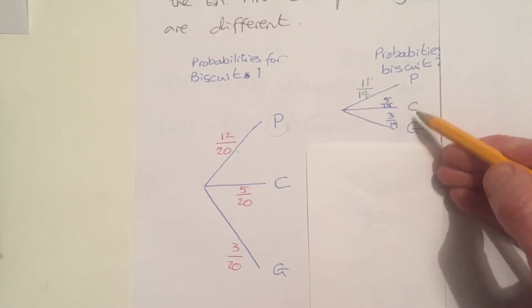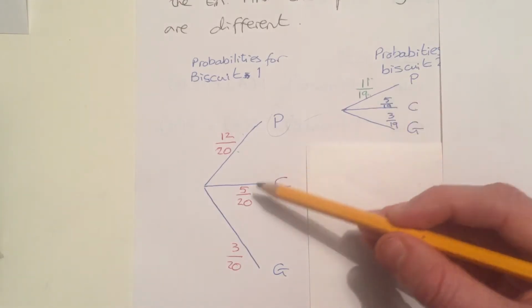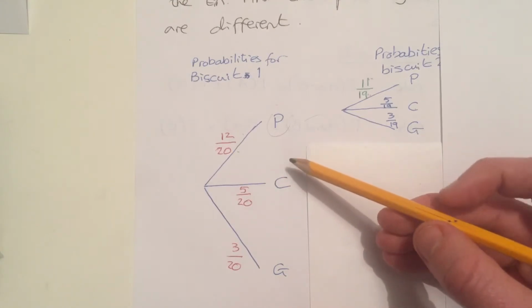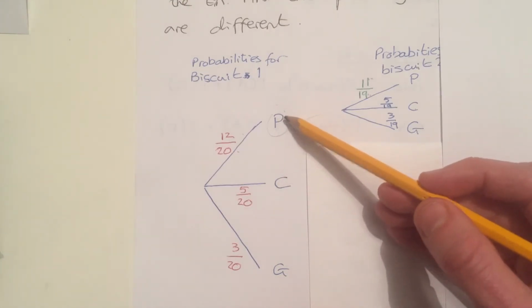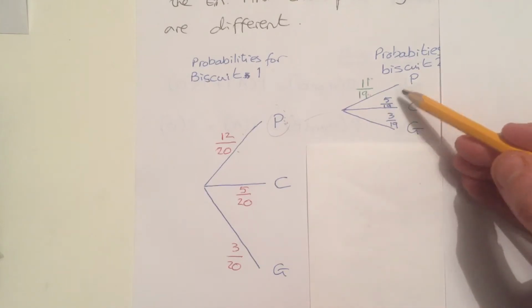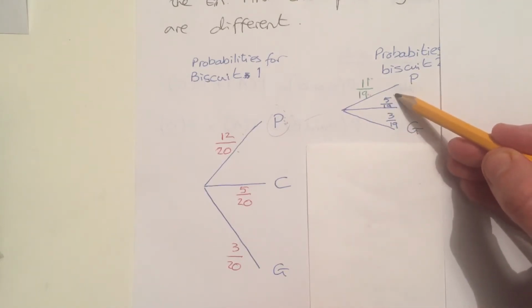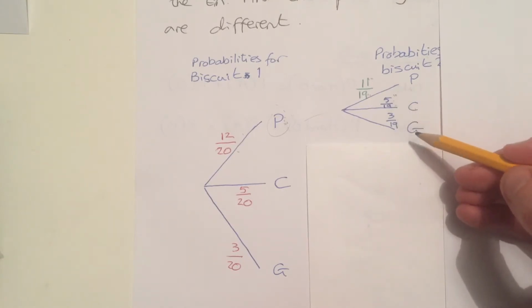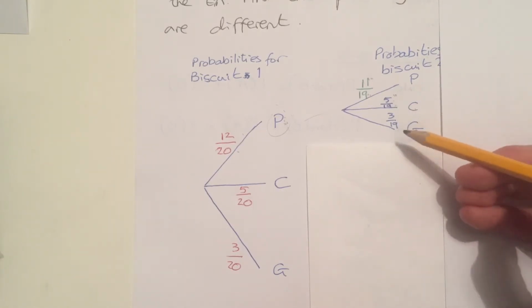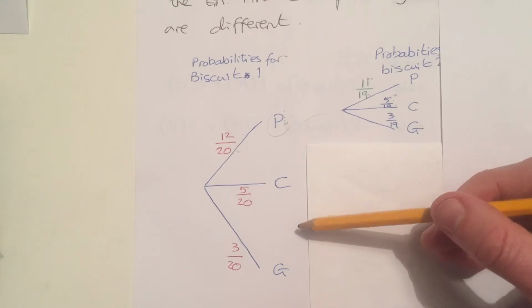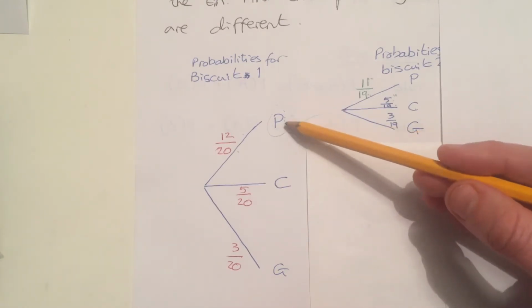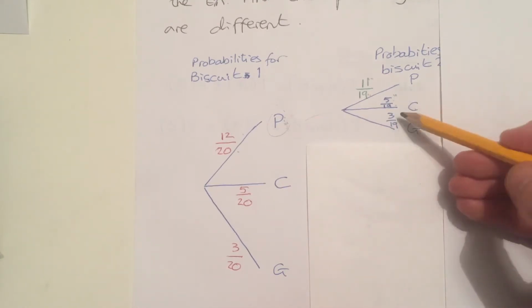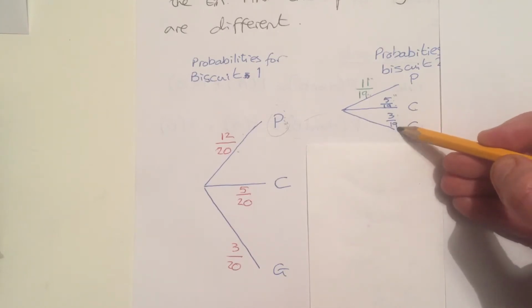Chocolate. Well, there were 5 chocolate to begin with, and we didn't touch any chocolate biscuits. We only took one plain one out. So there's still 5 chocolate biscuits left out of the 19 in total. Ginger. Well, again, there were 3 ginger biscuits to begin with. We didn't touch any of them. We only took one plain one out. So that means that there's 3 ginger left out of 19.